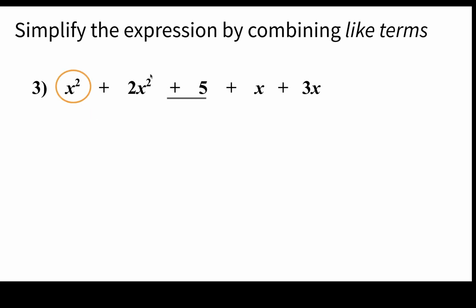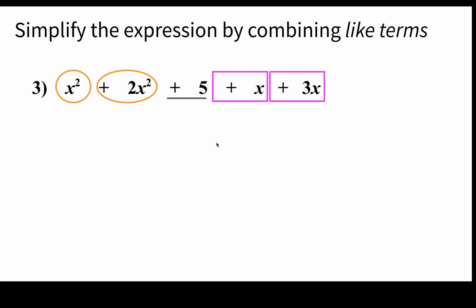I see the neighboring term is 2x squared. I'm going to give that the same shape, and I'm going to include the plus in front of it because this plus tells me it's a positive 2x squared. I'm going to add 2x squared. I have 2 terms left, and they are terms that I can combine. 1x, which I can just call x, and 3x, right? They have the same variable, same exponent, same power.